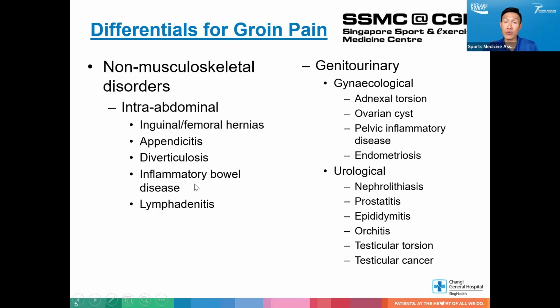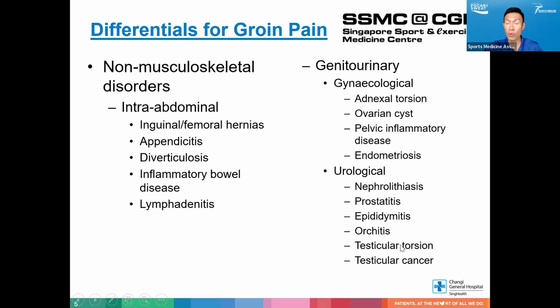What else is in the region? Let's not forget the genitourinary system, the gynae organs: ovarian cyst, torsion of the adnexal organs, pelvic inflammatory disease, endometriosis. Also in that region is the urological system: the kidneys, the bladder, the ureter. So kidney stones, prostate inflammation, and the testes in males, torsion. All these can actually present as groin pain.